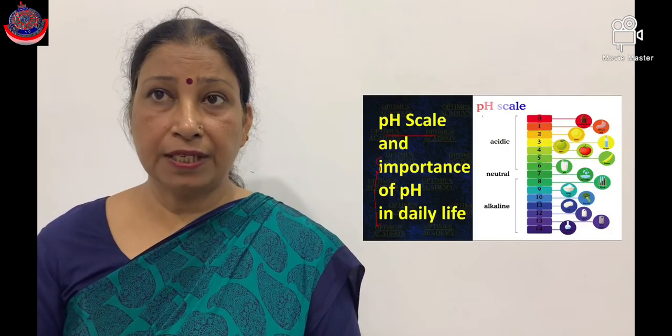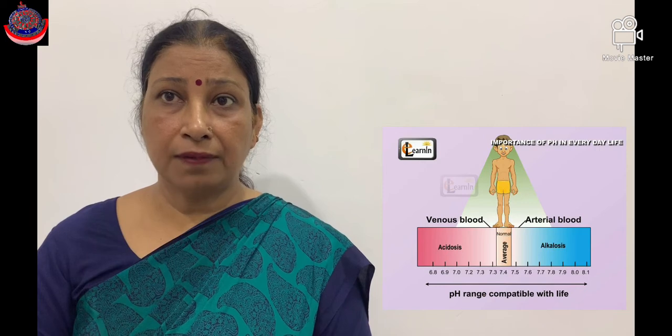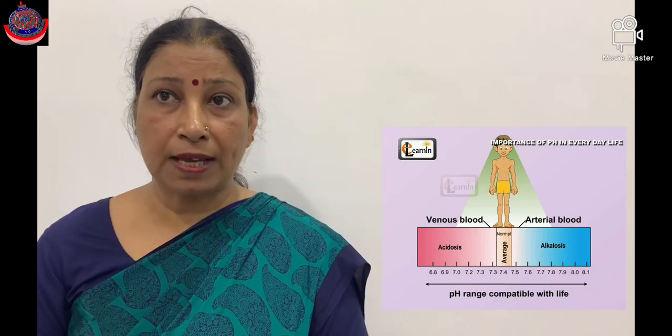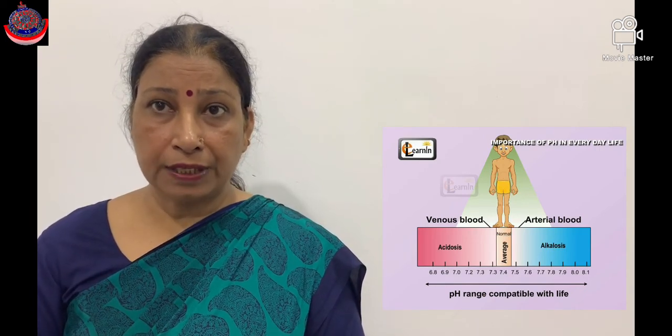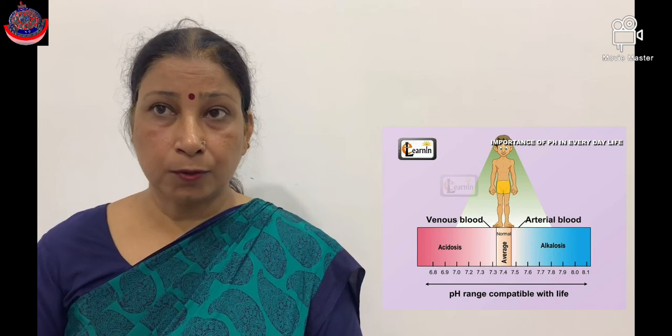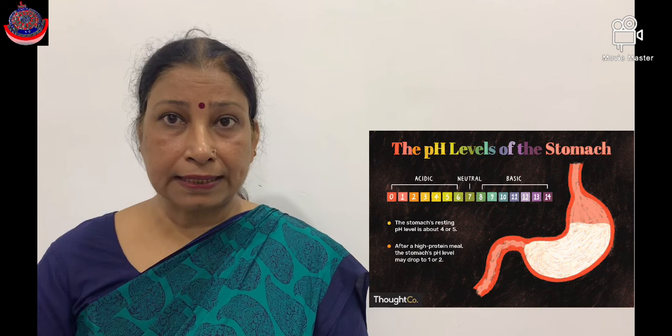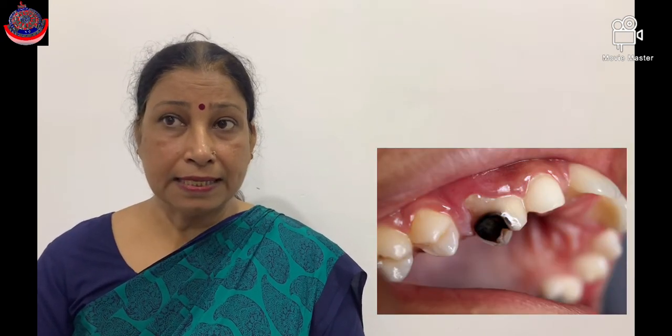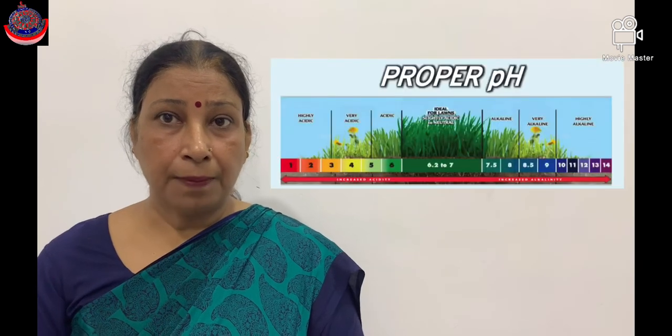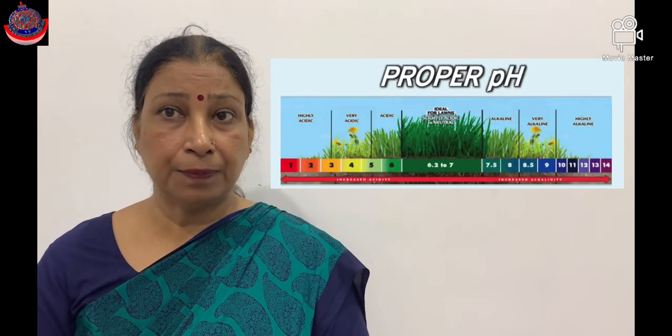Importance of pH in everyday life. Our body works between pH 7 to 7.8. The pH of rain less than 5.6 is called acid rain. Our stomach produces hydrochloric acid. Tooth decay starts when the pH of the mouth is less than 5.5. Plants need specific pH for their healthy growth.